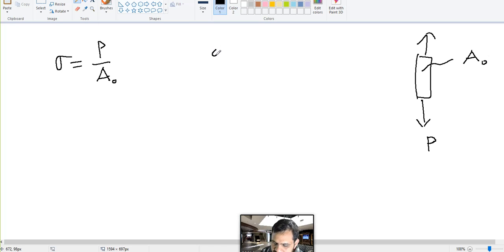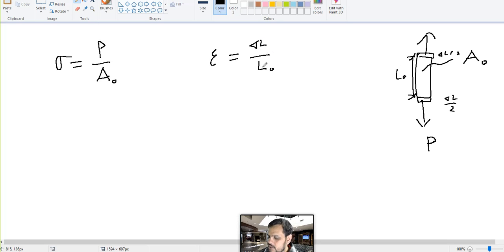Now, what will be your strain? After applying some force, this will elongate on this side and this side. This side is delta L by 2, that side delta L by 2. Say our original dimension was L naught. So what is our strain? Strain is delta L divided by L naught. Delta L by 2 this side, delta L by 2 that side, both sides. If I sum up, it is delta L. So strain is delta L by L naught. Now our target is to calculate this.